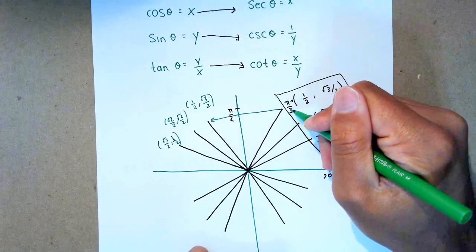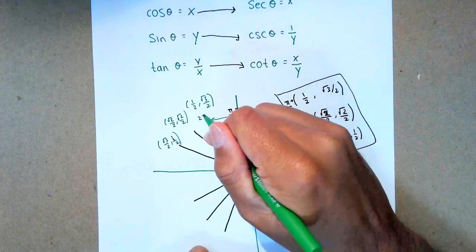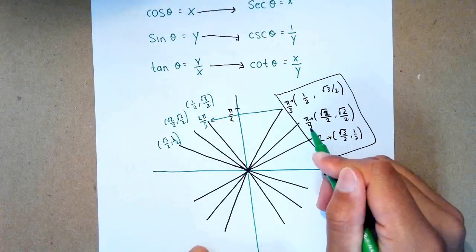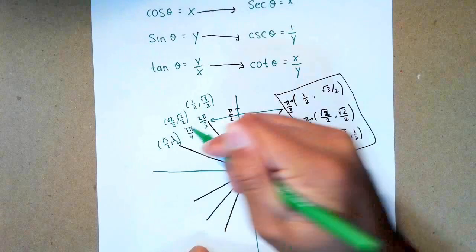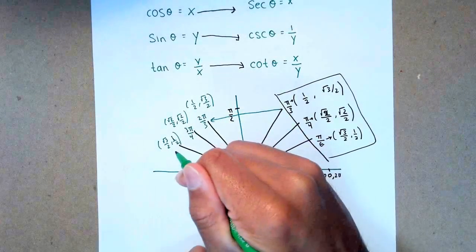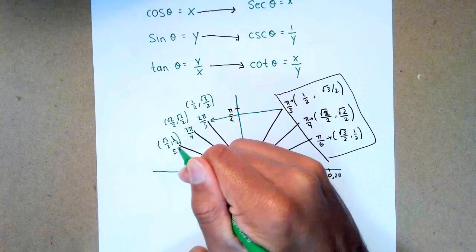So since this is a 3, this also has to be a 3, except now it's going to be 2 pi over 3. This is a 4, this is also going to be over 4, except it's 3 pi over 4. Since this is a 6, this is also going to be a 6, except it's 5 pi over 6.